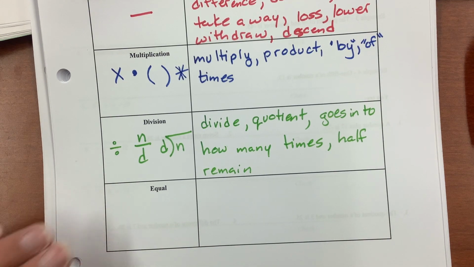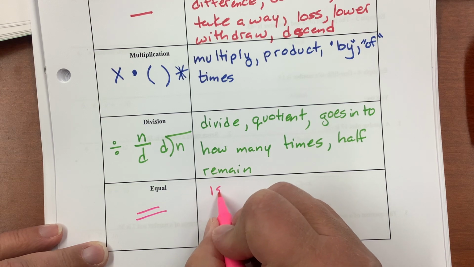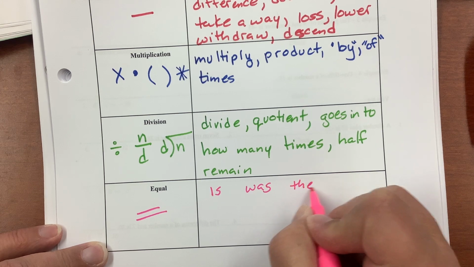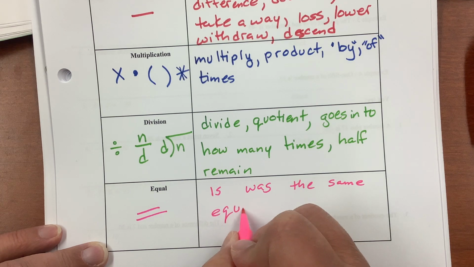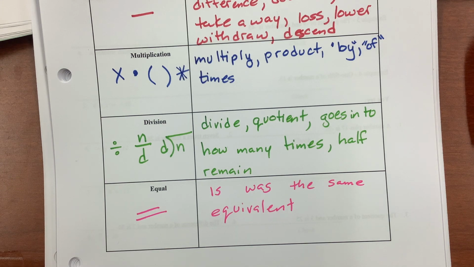And equals, there's a bunch of ways to write equals too. So we're just going to put a big old equal sign in there. And I want to use a different color. Do I have a pretty color? Yeah, I'll use pink. Pink is awesome. Equals. And that would be is, was, the same, equivalent, and I think that's enough words for equal for right now. Let's go on to the next page.